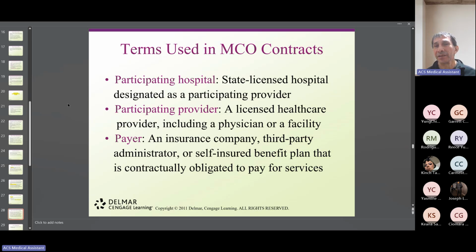So hospitals can contract with these HMOs. They do. So that's basically what it is. So they are called participating hospitals or participating providers, which is the second one. Remember, we are talking about here which insurance companies the hospital have contracts with.